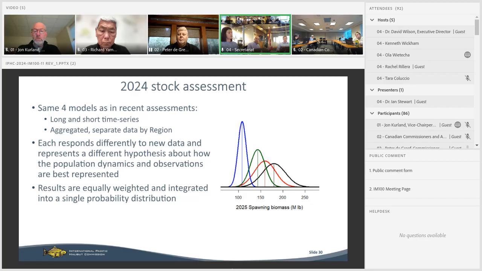The results of each of these 4 models are equally weighted and integrated into a single distribution. So just as we would have uncertainty from a single model, we have uncertainty from these 4 different models, and we characterize that all in the results and in this harvest decision table. On the right, you can see a graph of the probability distributions for each of the 4 models and their estimates of the 2025 spawning biomass, showing that we have a considerable amount of uncertainty among the 4 models as well as within each of these 4 models.